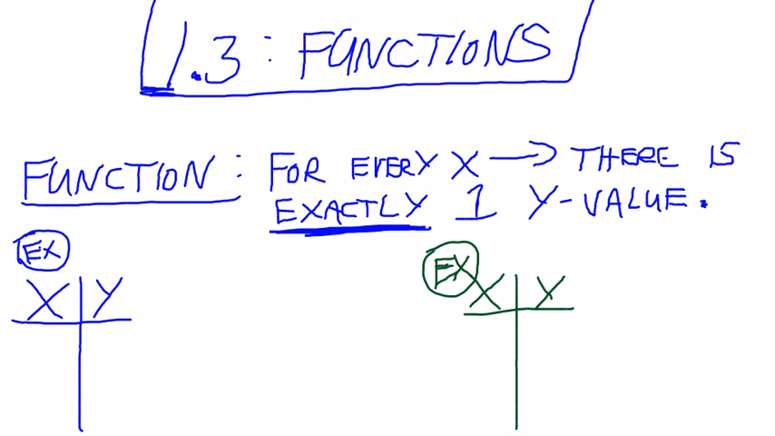Now to demonstrate what this means, if I use an xy chart, let's say I look at the first example in the blue. Let's say you plug in 1, 2, and 3, and you get back from that 4, 5, and 6. This would represent a function because for every x, you get one y value. For 2, we get 5, and that's it. For 3, we get 6, and that's it. So this is a function.